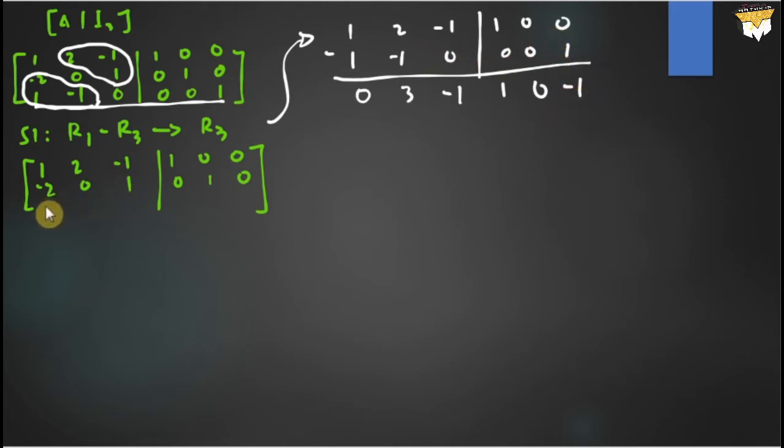So, lalagay natin yun dito. That's 0, 3, negative 1. Then, 1, 0, negative 1. So, this is the result when we perform step 1.